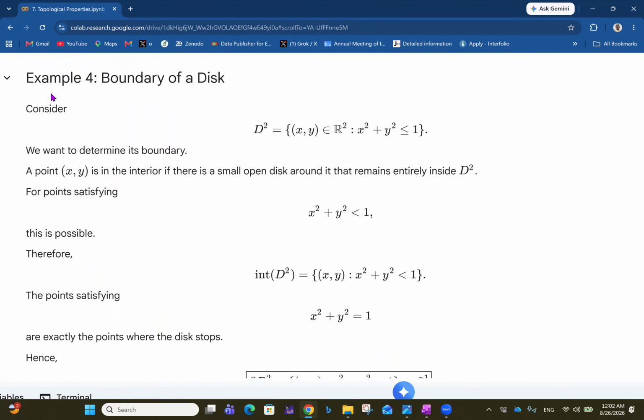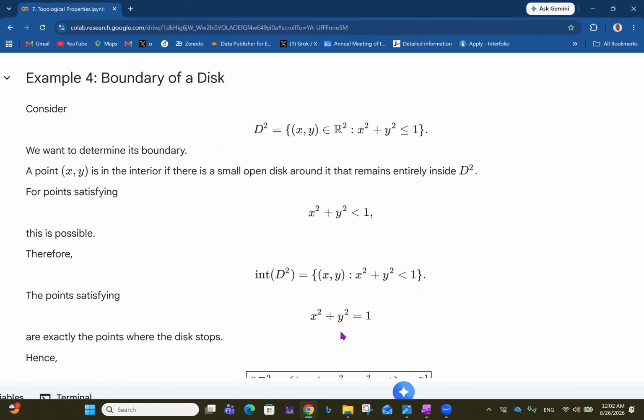So consider D squared, which is all (x, y) such that x squared plus y squared is less than or equal to 1, where x and y are both real. We want to determine its boundary. A point (x, y) is in the interior if there's a small open disk around it that remains entirely inside D2. For points satisfying x squared plus y squared less than 1, these are not on the circumference of the disk, and this is possible. Therefore, the interior of D2 is x squared plus y squared less than 1.